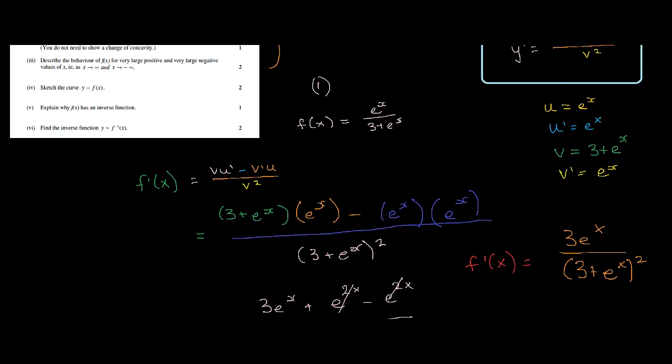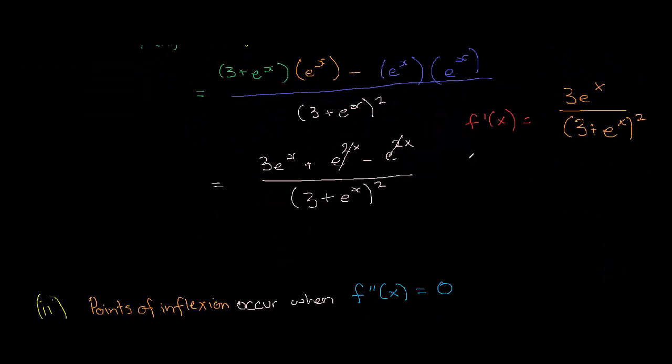And hopefully you've seen before that stationary points, or the points where the gradient is flat, occur when f dashed of x equals 0. Because this is the gradient function. So when we put 0 in here, we're saying, okay, when the gradient is 0 and we solve for x, we're saying what values of x is the gradient flat? Beautiful. So when f dash of x equals 0, then 0 equals 3e to the x, all over 3 plus e to the x squared.